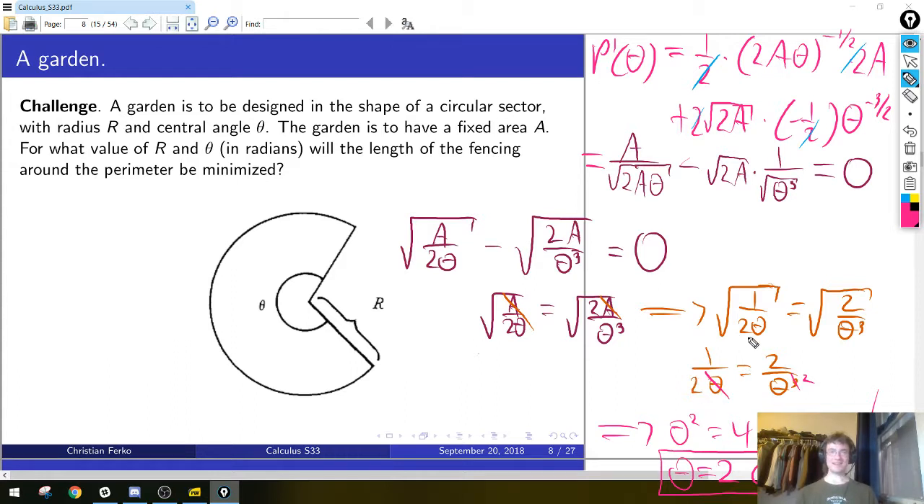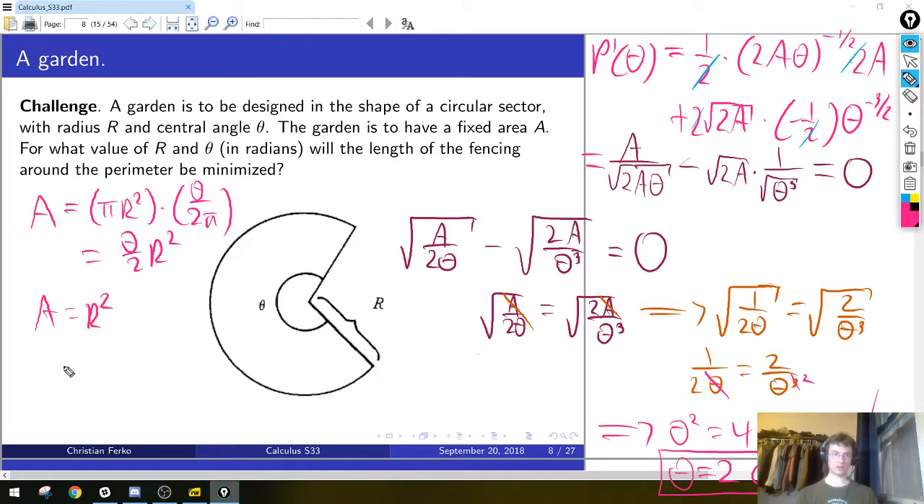Good. Okay, so that's the value of theta, 2 radians, that minimizes the perimeter. I've already erased the equation, but we solved for r in terms of theta using the fact that the area is constant, right? You told me the area should be pi r squared times the fraction that this subtends, theta over 2 pi, which means that thing is theta over 2 r squared. So if theta is 2 radians, then the area is just r squared, or r is the square root of a.